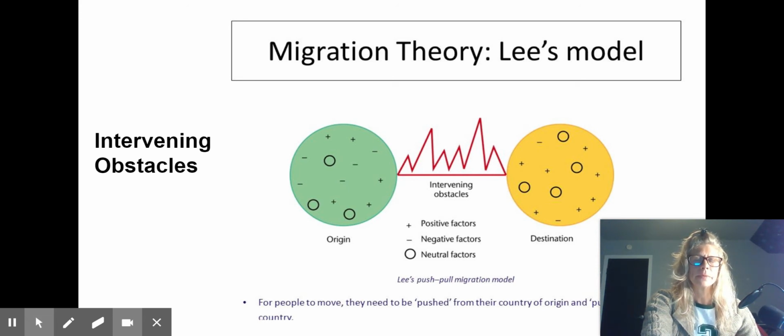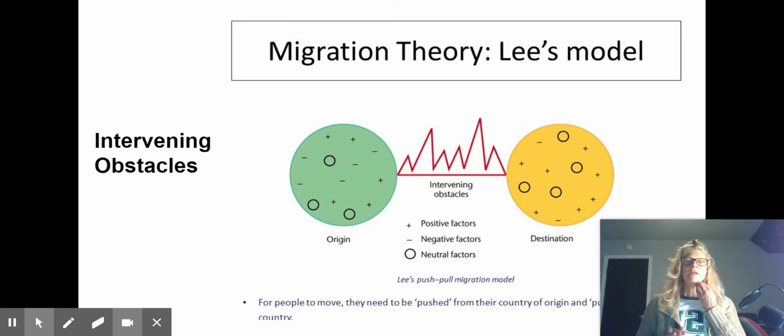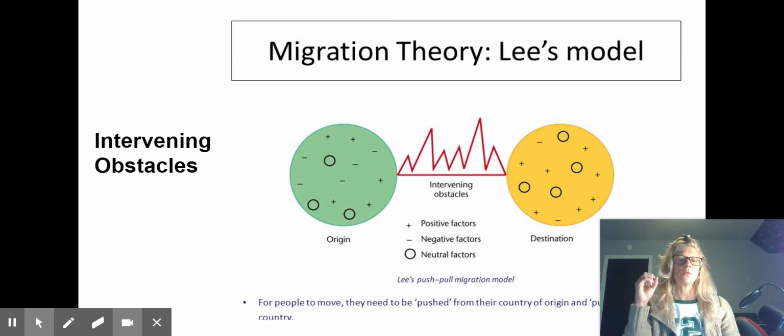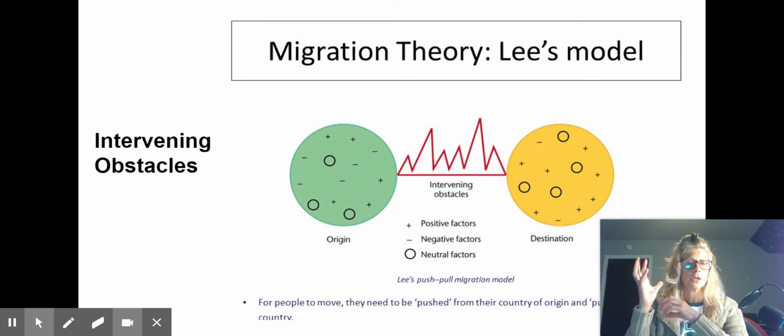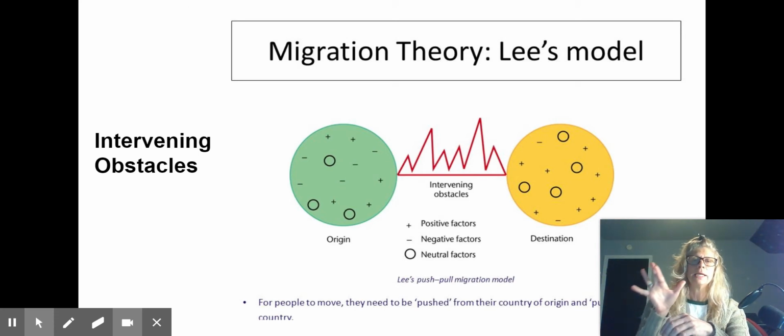Okay. All right, you're going to actually draw in this migration theory called Lee's model. And so what it is, it's showing intervening obstacles. So if you have someone wanting to migrate from point A to point B, right? So that's kind of your green circle and then your orange circle or yellow circle. In between those 2 points, right, there's going to be positives and negatives for leaving and positives and negatives for the new destination. But in between those 2 points, where they're leaving and where their destination is, there's going to be obstacles in the way. And these are referred to as intervening obstacles. And so this whole model is called Lee's push and pull migration model.